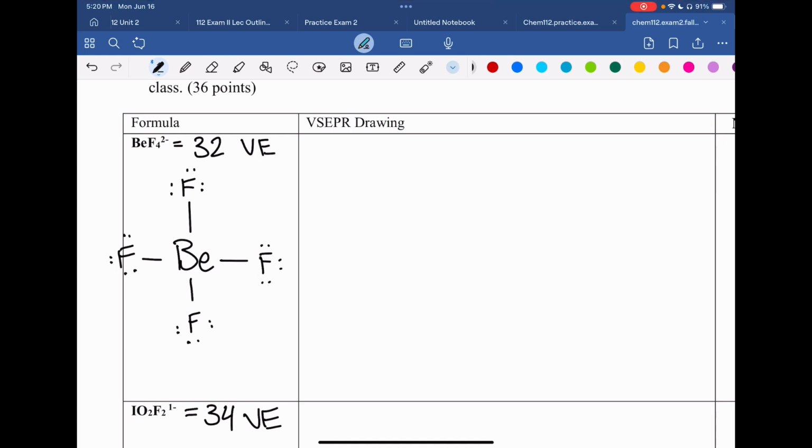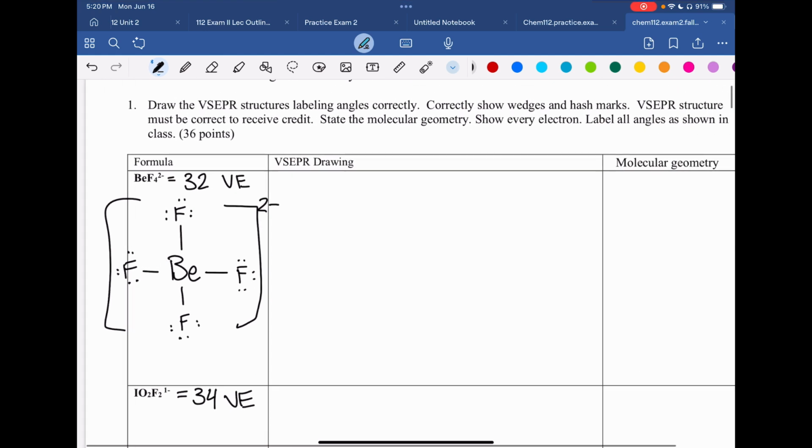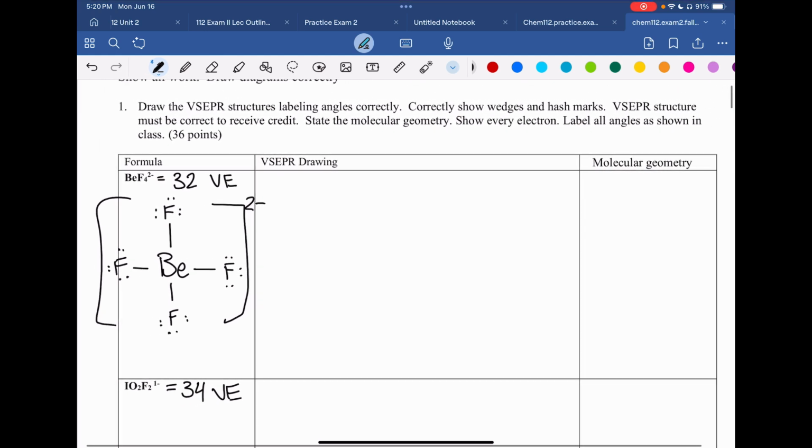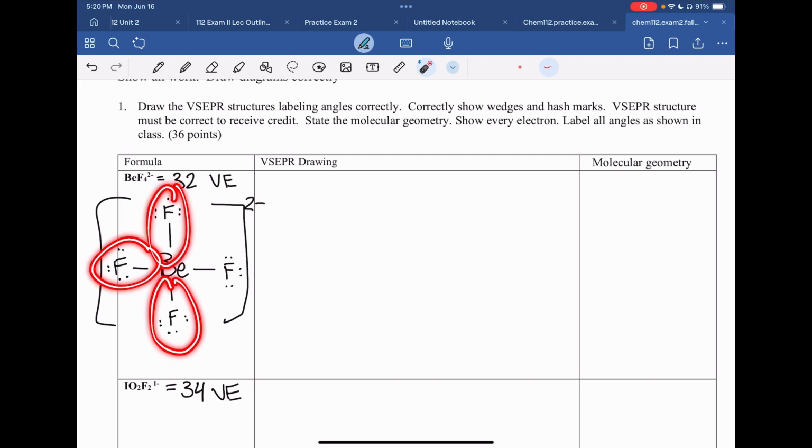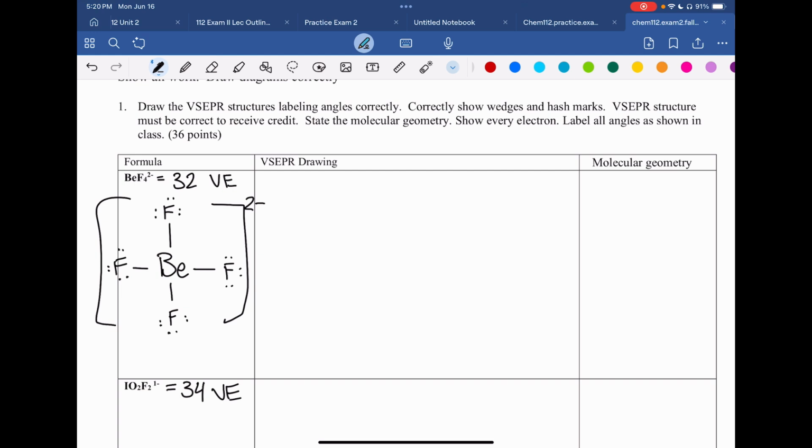Boom. Now, it is an ion, so you do have to put them in brackets with whatever the charge is. You should know the molecular geometry. If the central atom is connected to 4 things, for 4, it is tetrahedral.